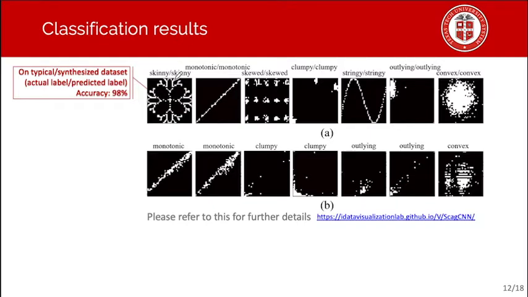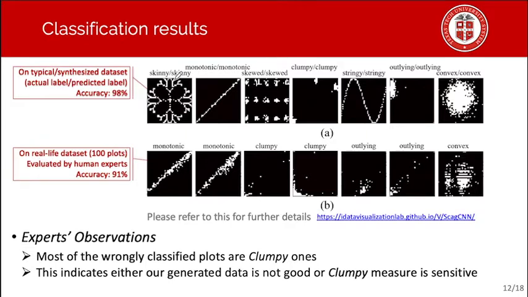We also applied our classification model to unseen real life data sets, and since they are real life, we don't have labels for them. We use 2 human experts in order to evaluate the correctness of the predicted result, and the accuracy is 91%. The experts observed that most of the wrongly classified plots belong to clumpy ones as well. This indicates that either our generated data is not good for clumpy, or again, the clumping measure is sensitive.